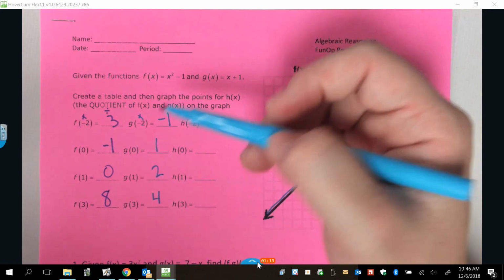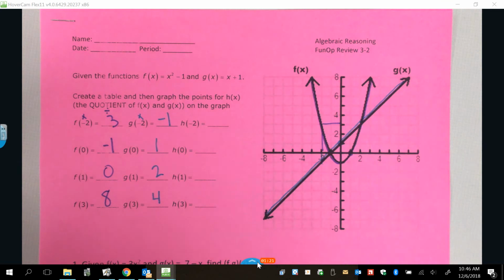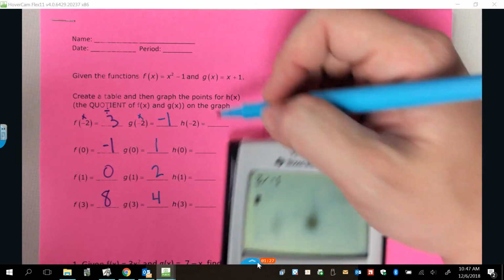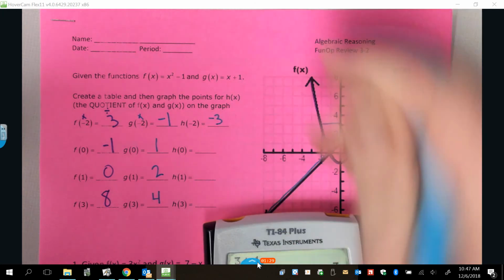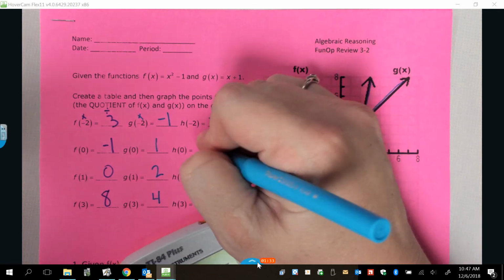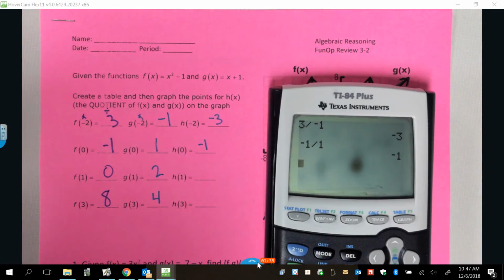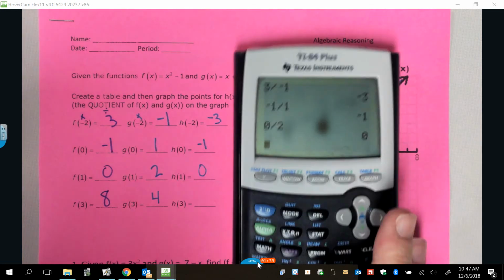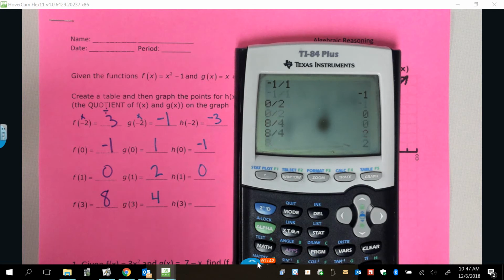So knowing that, now we divide. So guys, if you struggle with dividing, use your calculator. 3 divided by negative 1 is negative 3. Negative 1 divided by 1 is negative 1. 0 divided by 2 is 0. And 8 divided by 4 is 2.